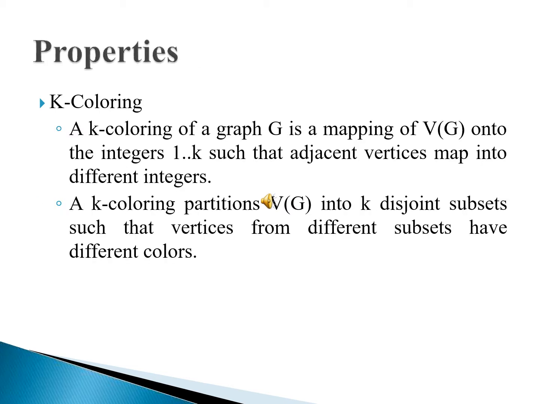K-coloring property of a graph. A K-coloring of a graph G is a mapping of vertices of a graph onto the integers 1 to k such that adjacent vertices map into different integers. A K-coloring partitions the vertices of a graph into k disjoint sets such that vertices from different subsets have different colors and vertices belonging to the same subset have the same color.